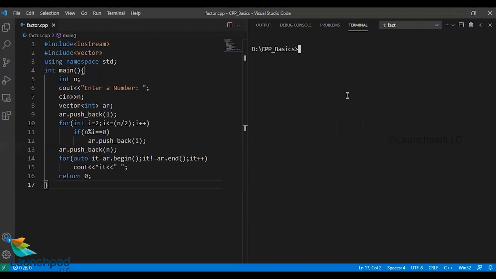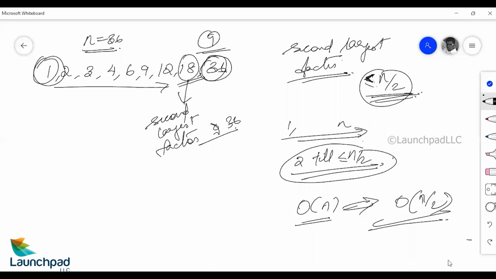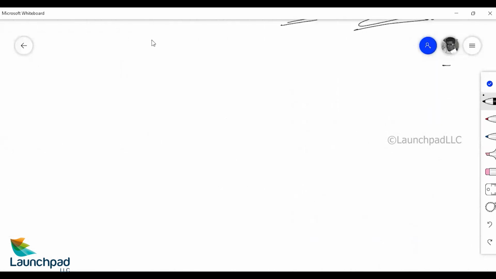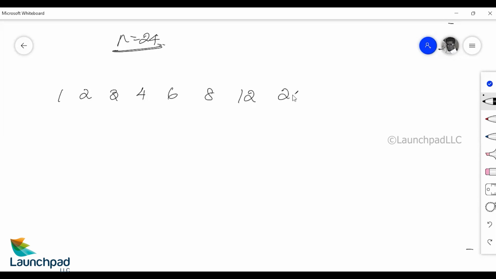Now let us clear the screen and get back to the same detail. There is a crazy note you have to remember about factors. When you list the factors of a given number, for example, let me take a number like 24, n value as 24. The factors of this given number are 1, 2, 3, 4, 6, 8, 12, and 24.